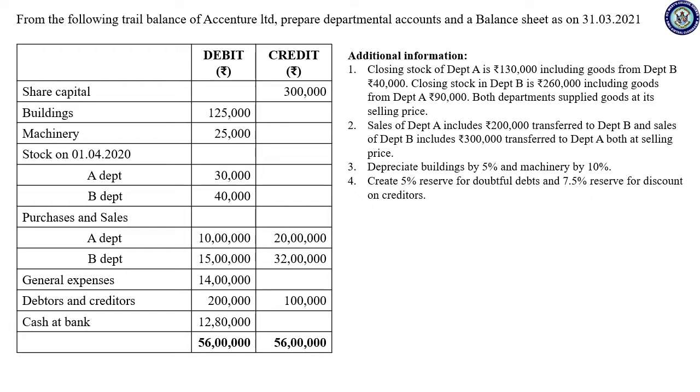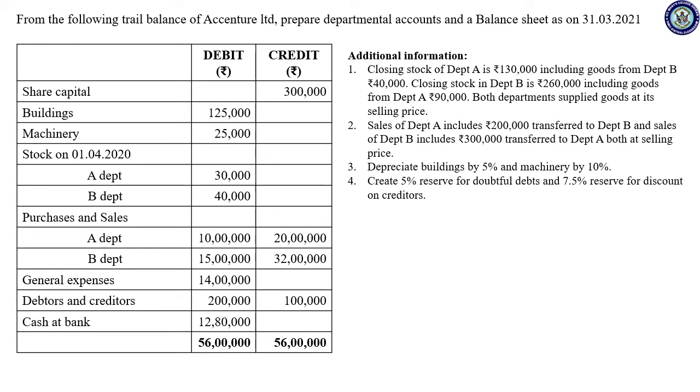Okay, so from the following trial balance of Accenture Limited, prepare departmental accounts and the balance sheet as on 31st March 2021. So they are given the share capital. Share capital means it's a company, so you have to follow the company balance sheet format. Then buildings and machinery is an asset that is required. That is recorded in the combined balance sheet.